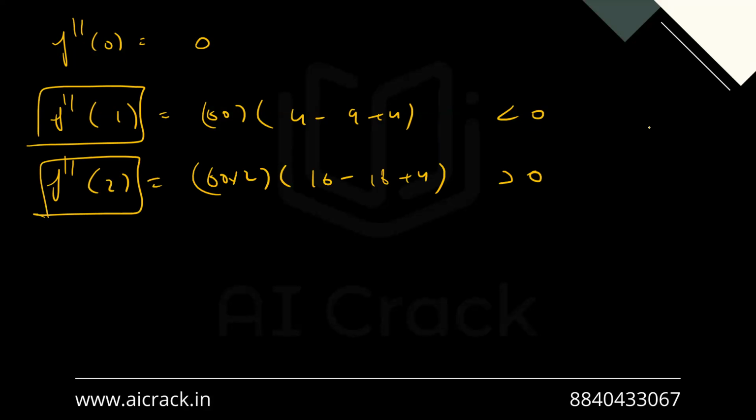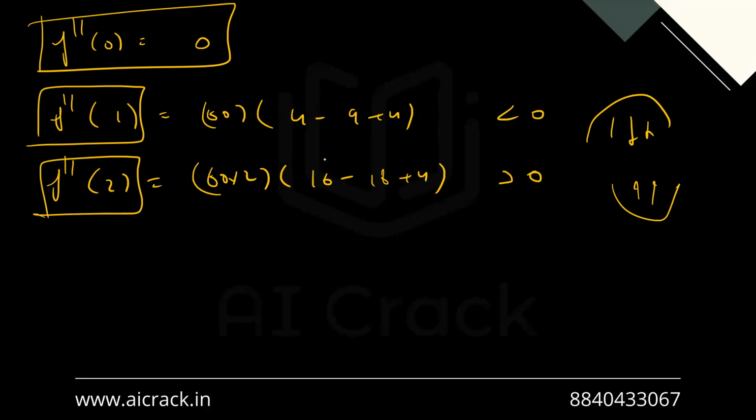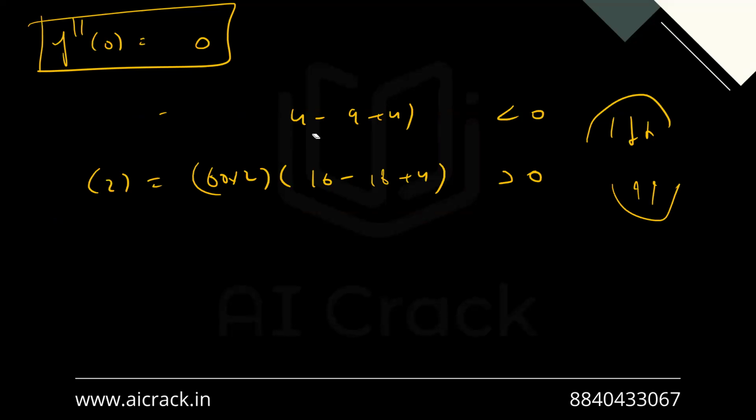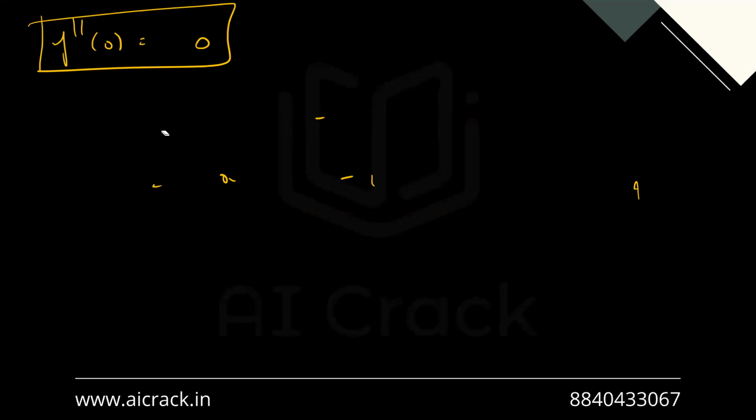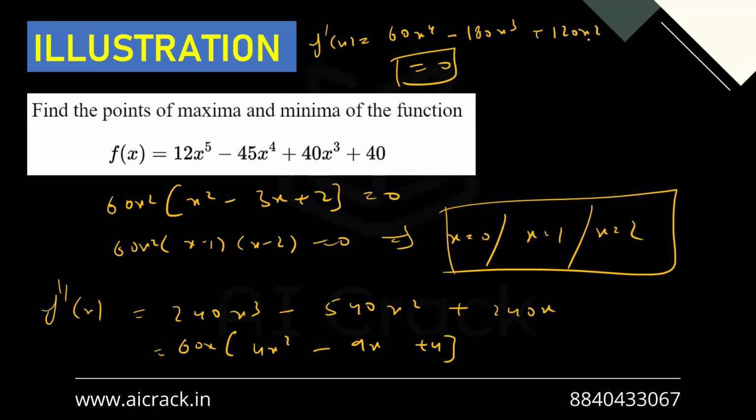So in this case, basically we have a case like this one, maxima. In this case, we have a case like this one, minima, right? But in this case, the test is failing. So for this particular case, we have to revert back to the first order test, right? So let's do that. Our f dash was this one. f dash x was 60x square (x minus 1)(x minus 2), right?